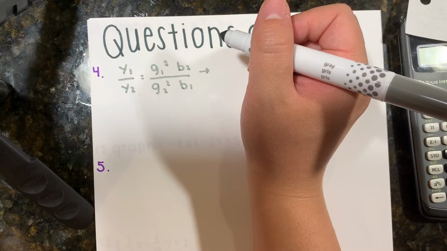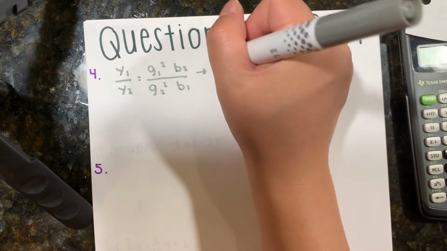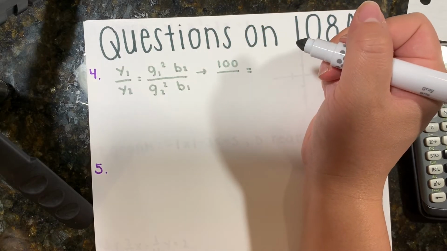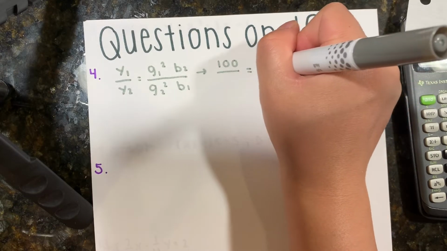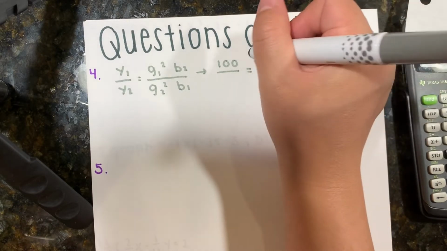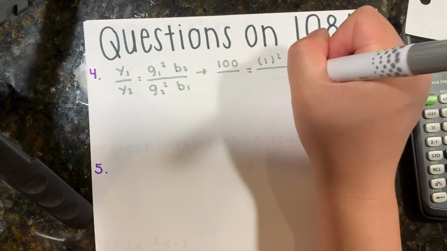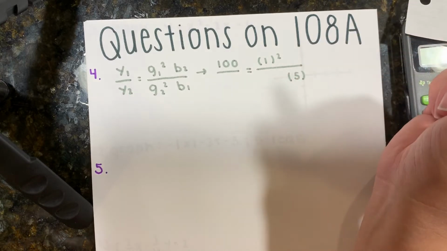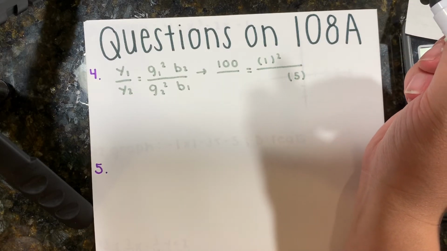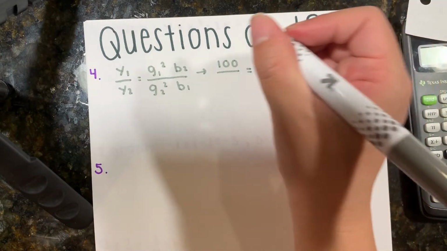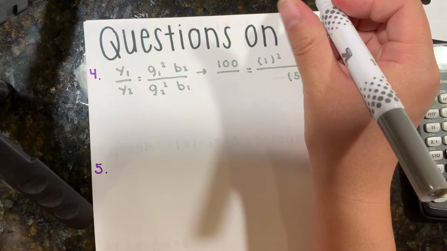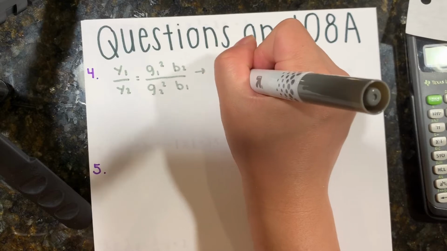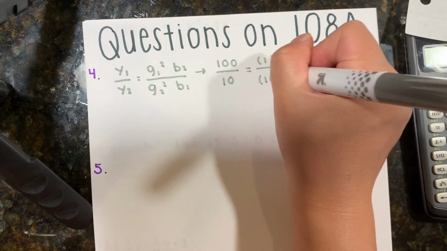So it says that when there were 100 yellows, there are 5 blues and 1 green. So 100 yellow would be my y1. And it says 5 blues, so that would be my b1, and it says 1 green. So my g1 is just 1 squared, and my b1 is going to be equal to 5. Now we're going to input how many blues went with 10 yellows and 10 greens. So how many blues? We're solving for B. And we have 10 yellows and 10 greens. So y2 is 10, and g2 is also 10, but we have to square that.